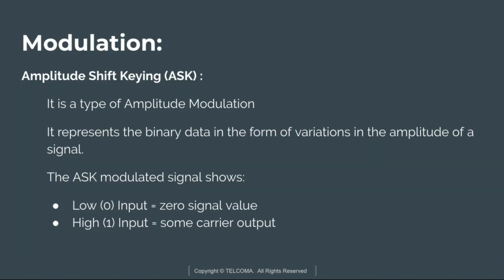So let's discuss the first, that is amplitude shift keying. Here it is a type of amplitude modulation. It represents the binary data in the form of variation in the amplitude of the signal. So in the ASK modulated signal, a low input will show the 0 signal value, and a high input will show some carrier output.